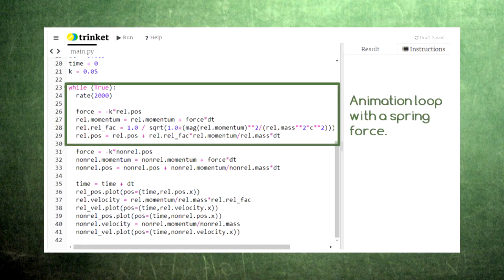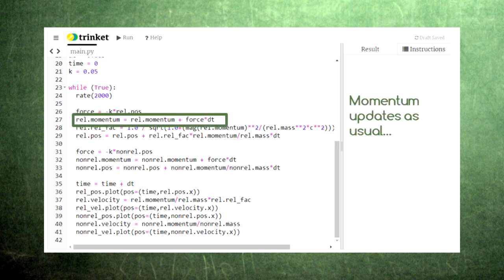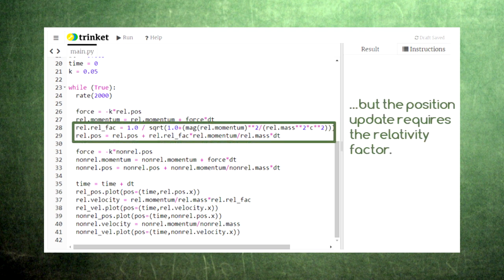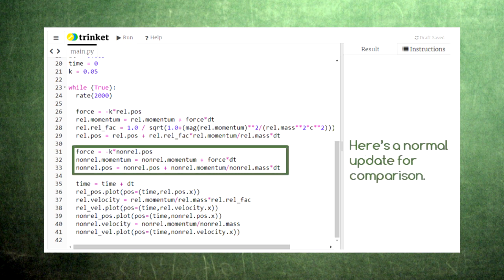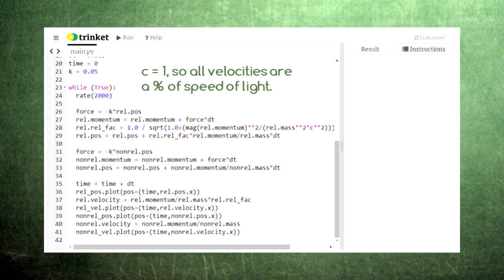Here is our adjusted animation loop with a spring providing the force. The momentum updates based on the force, and then the position updates based on the momentum with this new relativity factor added. We'll also animate a second object that does not include the relativity factor as a comparison. By the way, to keep the numbers simple, we've set the speed of light equal to 1. This just means that all the speeds you see in this video are measured as a percentage of the speed of light.